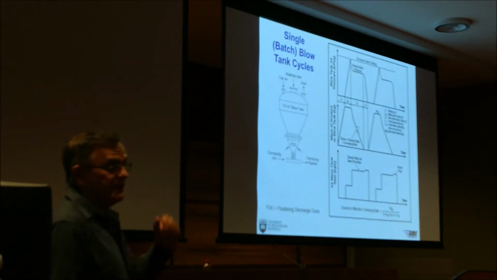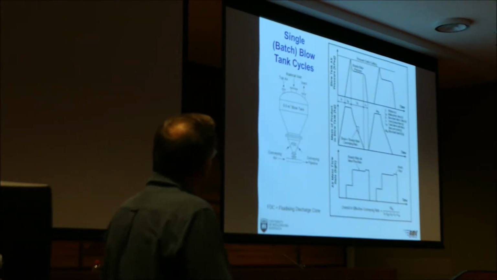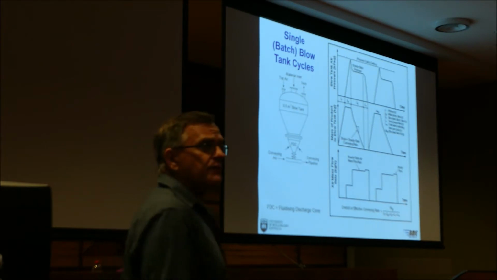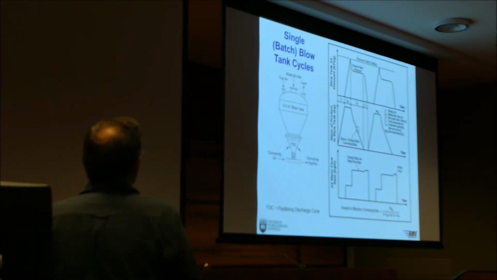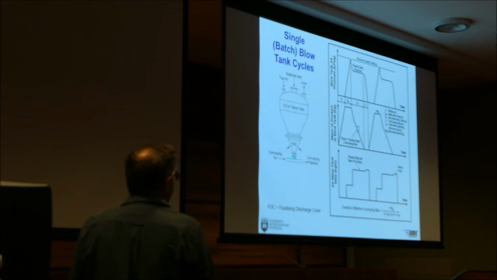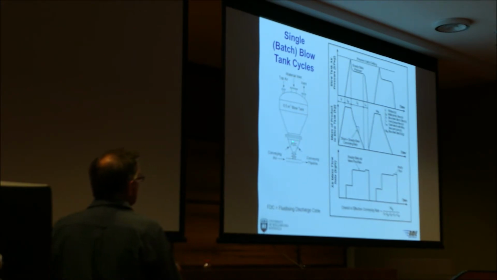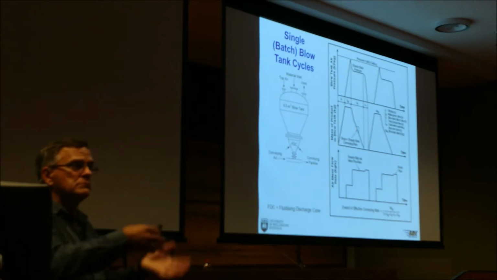So you can see that here. So this is a single blow tank unit. Bottom discharge. There's your outlet valve. This is what we call a fluidising discharge cone. So inside we've got a porous cone.